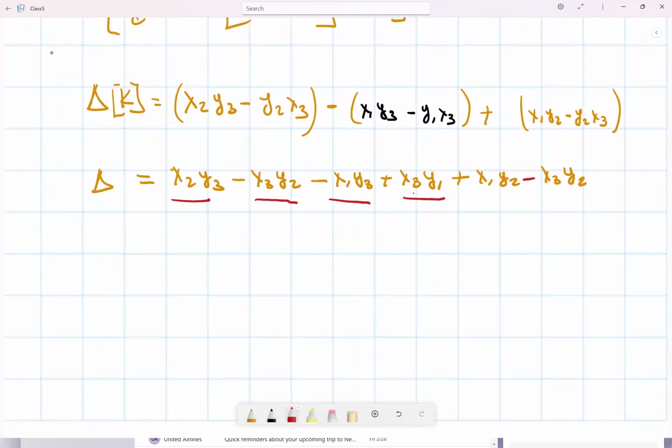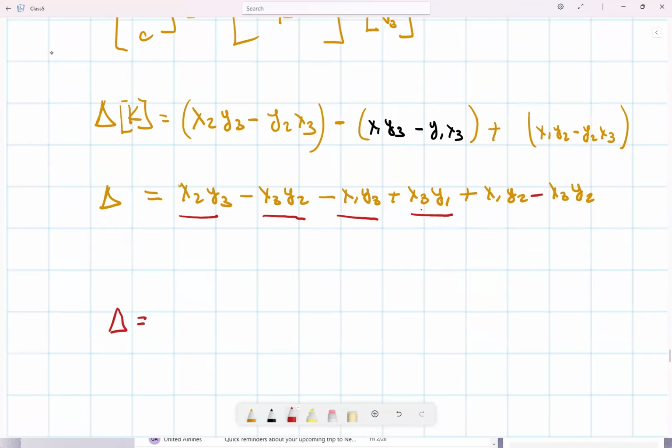Okay, we stop there because it has to cancel. So one of these needs to cancel, and in the end the determinant needs to be one half of the area, like this. This is what I'm looking for. The determinant is that.